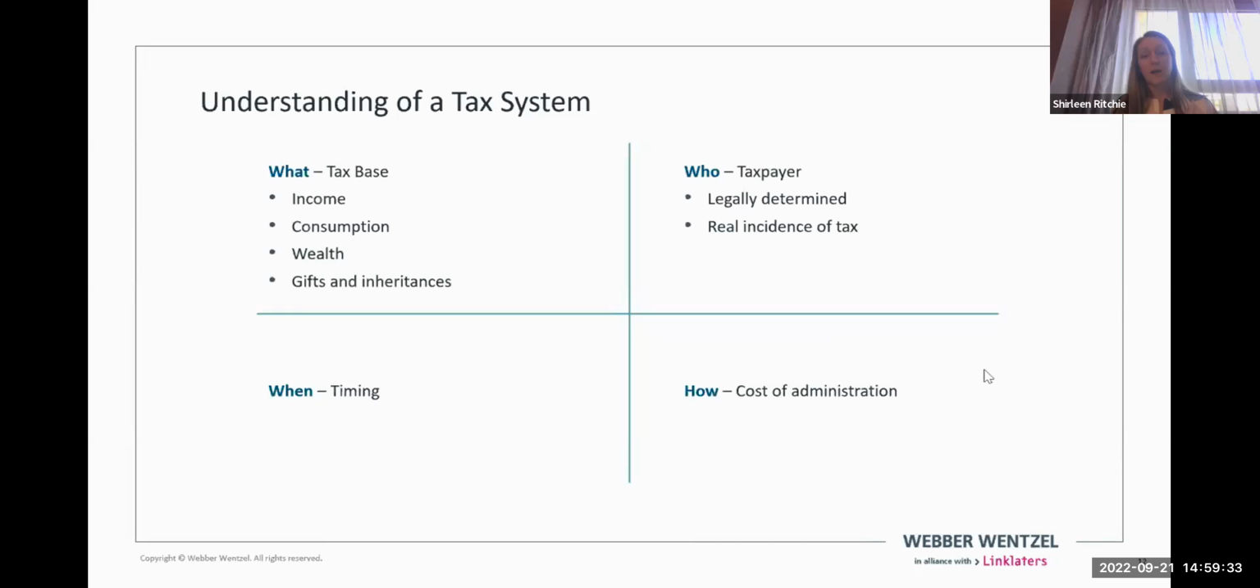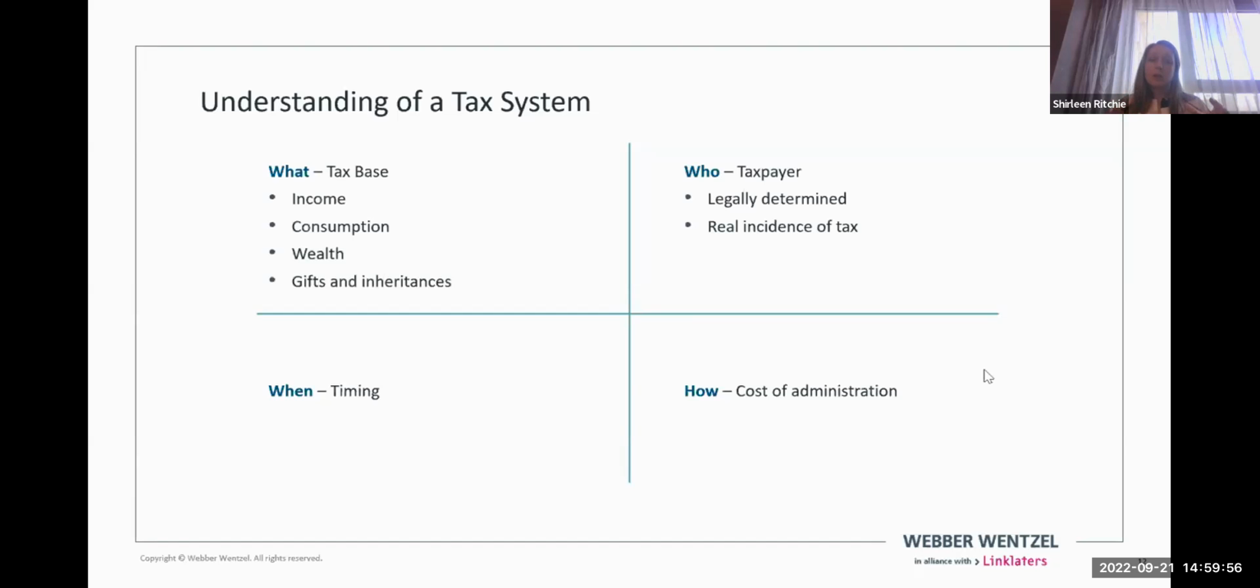So understanding a tax system, there are 4 key pillars that I like to look at. What are we taxing? Who are we taxing? When do we tax? And how do we tax? So even in the context of corporate income tax, these are quite important principles to remember when looking at any specific scenario. So the what is what we refer to as the tax base.